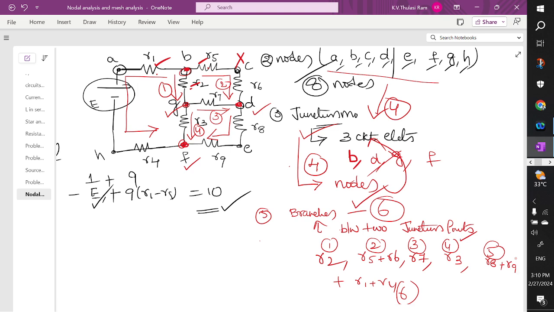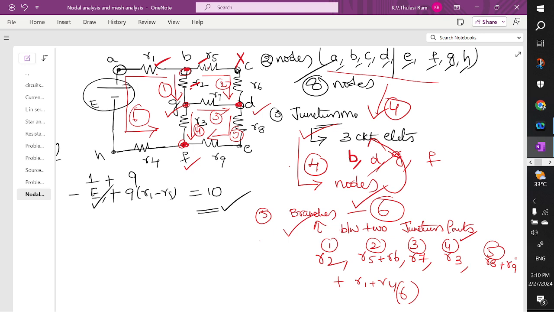So you can see them one by one. This is R2. Next one, R5 plus R6, is the second one. Next one, R7, is the third one. Next one, R3, is the fourth one, and R8 plus R9 is the fifth one, and this is the sixth one. So all these six are called branches.